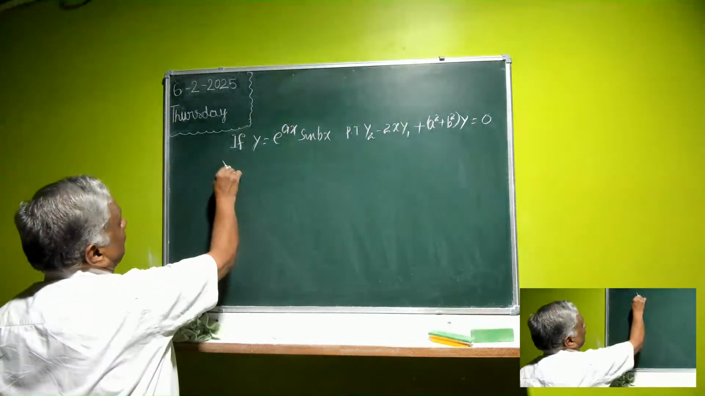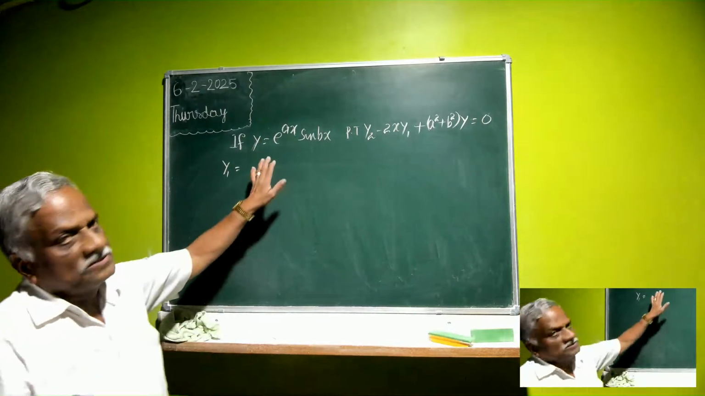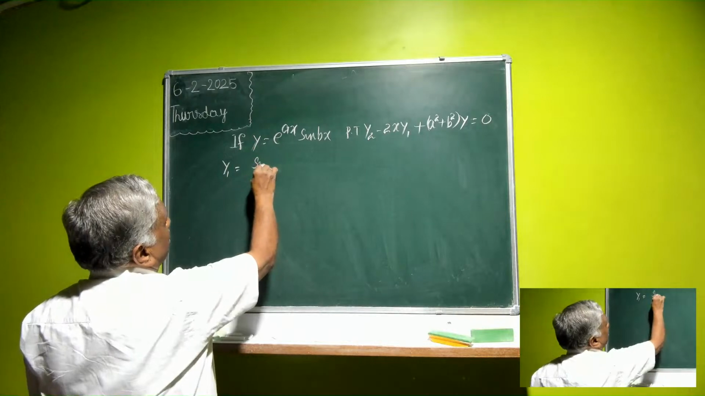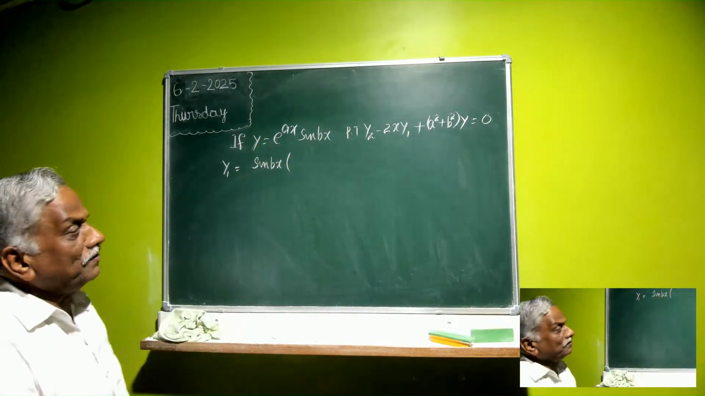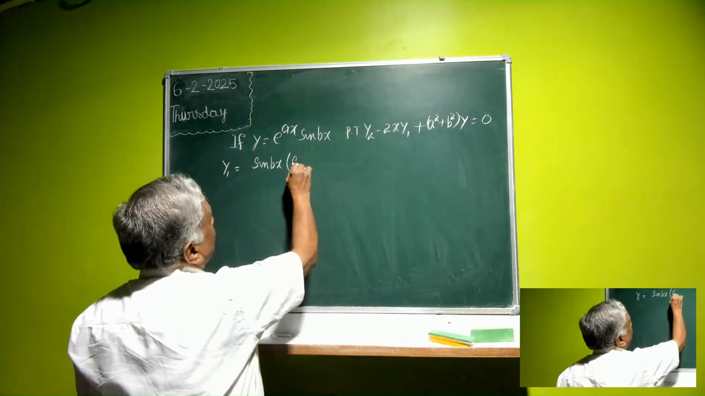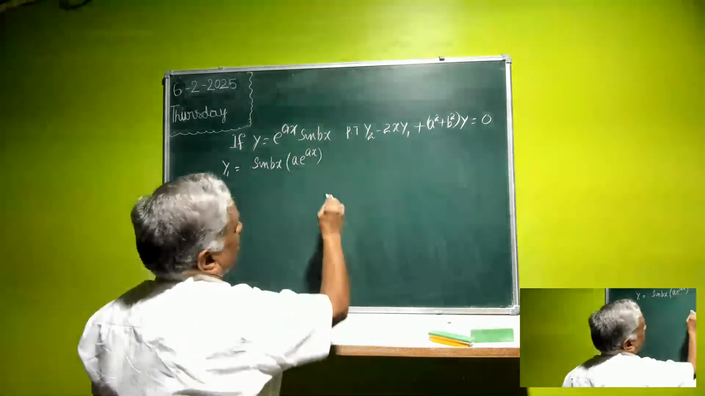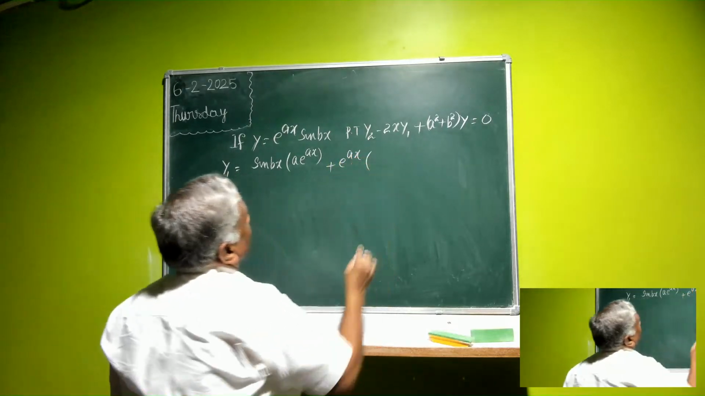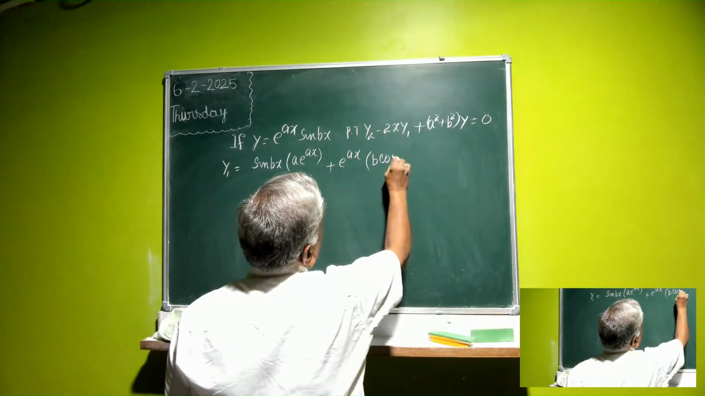Now, what is y1? It's a product, so you have to use the product rule. Let us keep sin bx as it is and differentiate e to the power of ax. It is a standard one: a e to the power of ax. Plus, keep e to the power of ax as it is and differentiate sin bx. It is b cos bx.